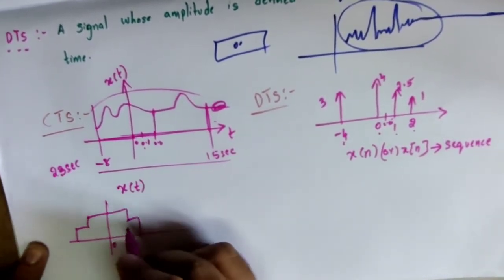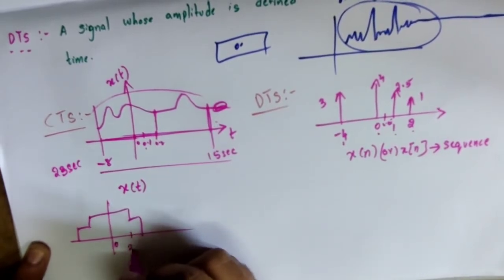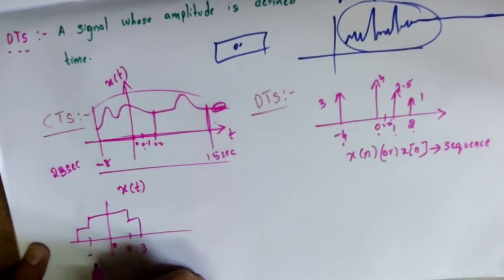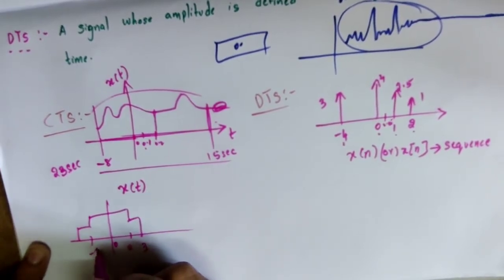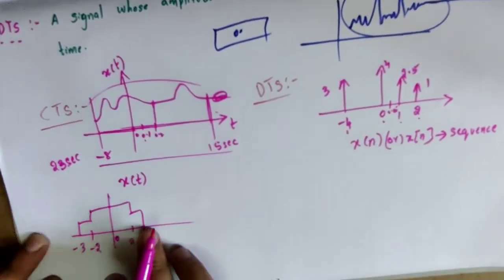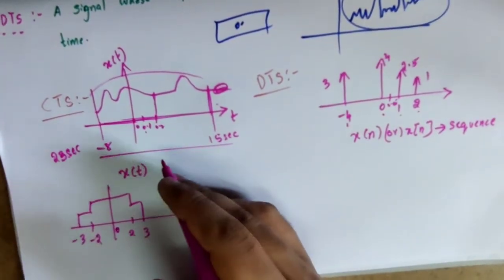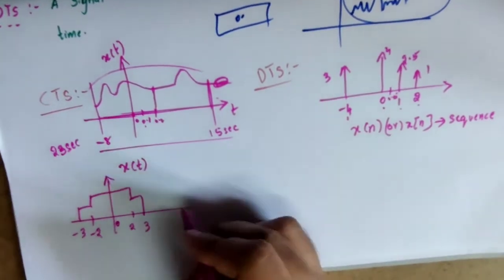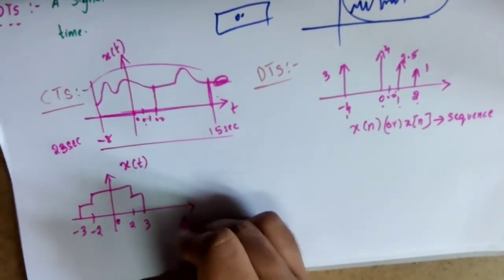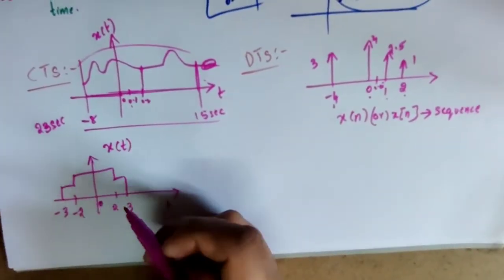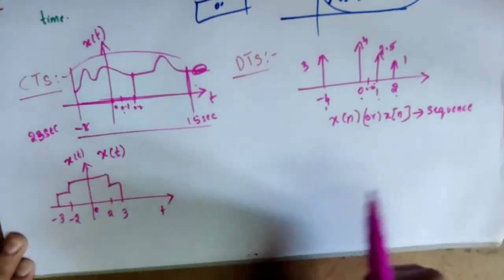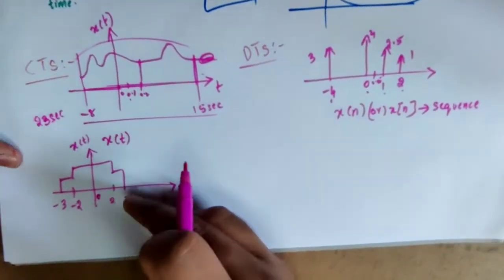This is 0, this is 2, this is 3, this is minus 2, minus 3. Is this a continuous signal or a discrete signal? You people have to answer me. Think for a while and then answer in the comment section. This is t, as it is varying with respect to time, and this is the signal x of t. This is a continuous signal, right?